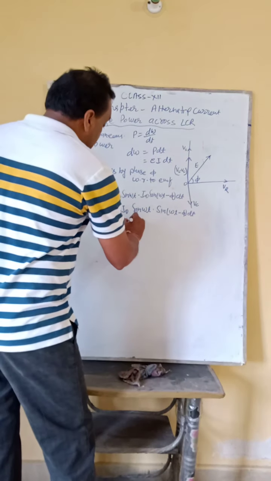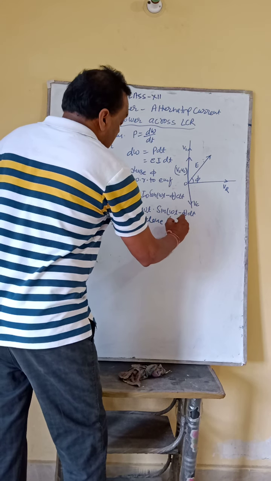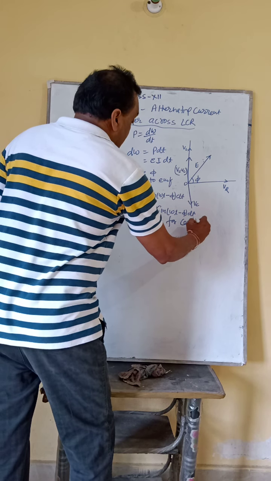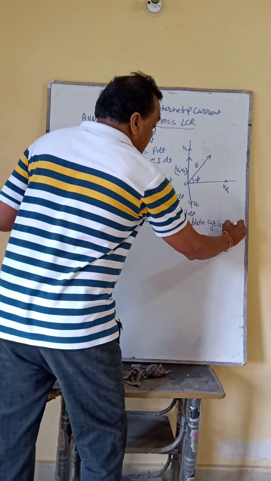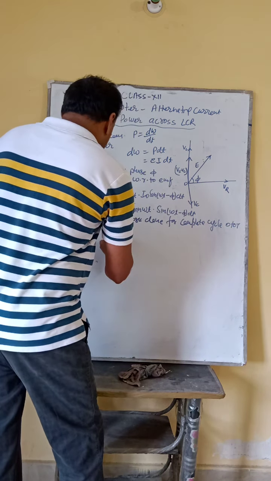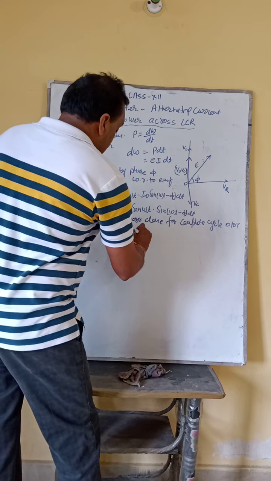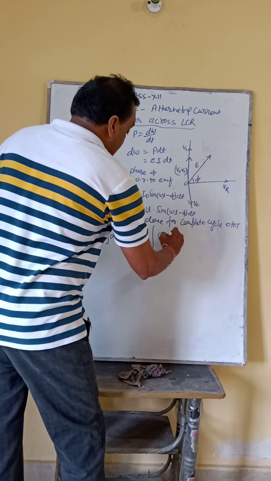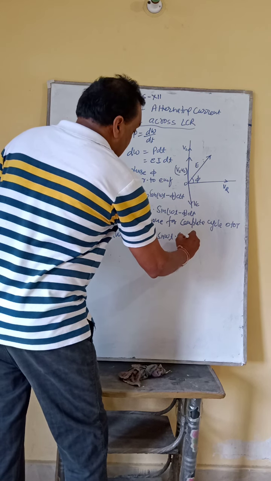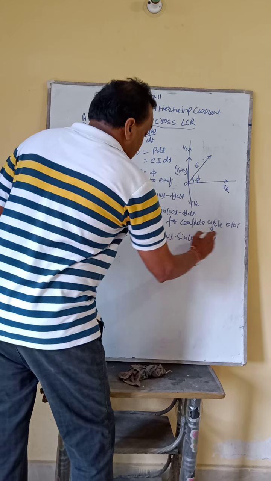The total work done for a complete cycle. So whenever it is a complete cycle, from 0 to t, we have to integrate. So dW is E naught I naught sin omega t sin (omega t minus phi) dt.